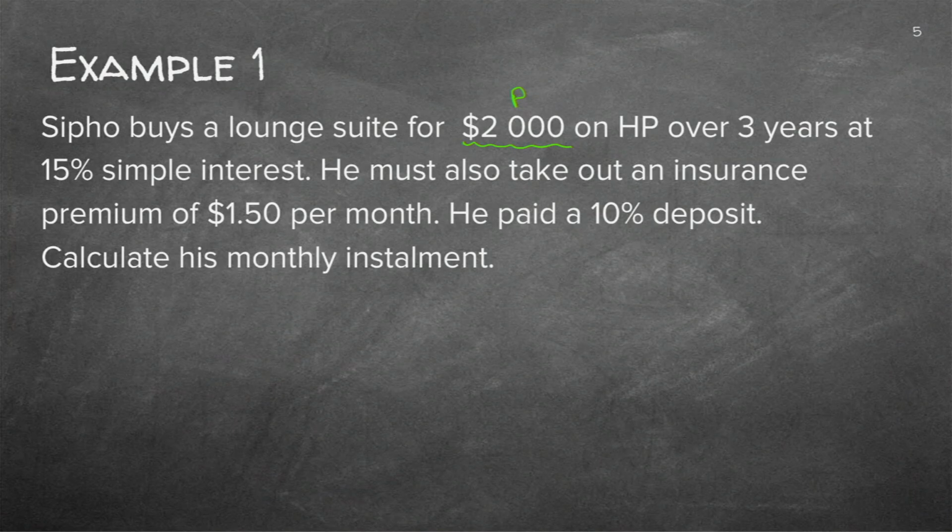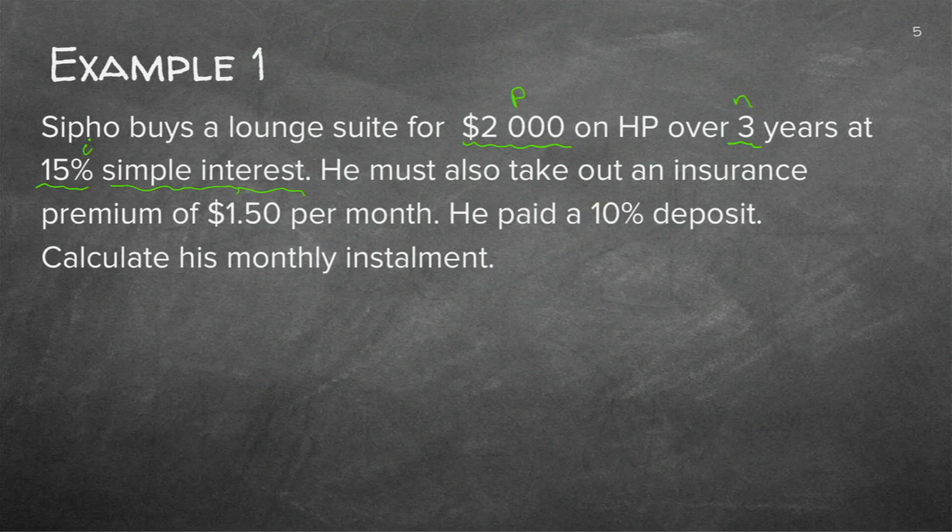Now, immediately when they say hire purchase, I know it's simple interest. Now, if we read a bit further, we'll see there they say simple interest, which is the I, but they do not have to say that. You're supposed to know hire purchase, and if they ask in the exams, they will not say simple interest. You need to know it is automatically simple interest. Over 3 years, my N.